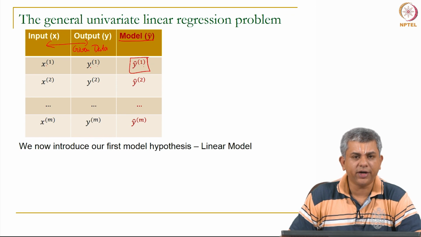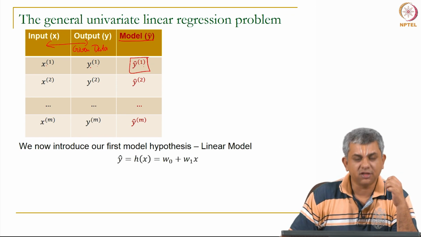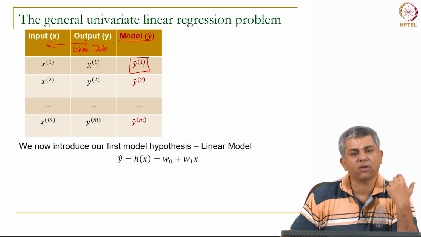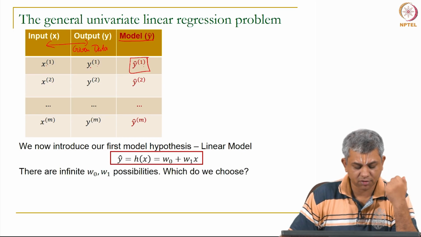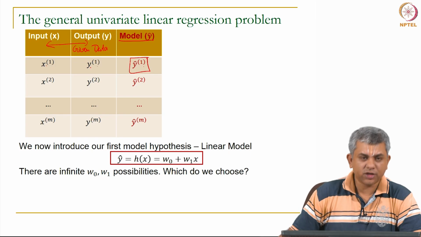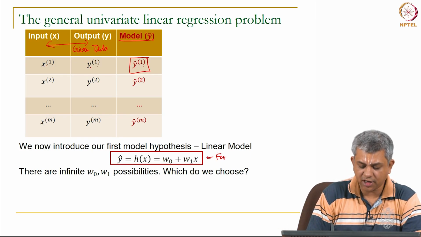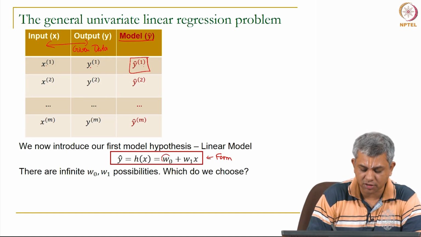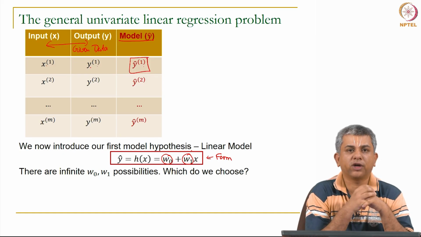We are going to introduce our very first model hypothesis for this course. This is a simple, very trivial linear model, but it is enormously powerful, as you will shortly see in the next couple of videos. Now, there is only one question. We have already fixed the form of the function, and as I said in the previous video, we still have the parameters. The parameters are unknown. What W0 and W1 should I fit?